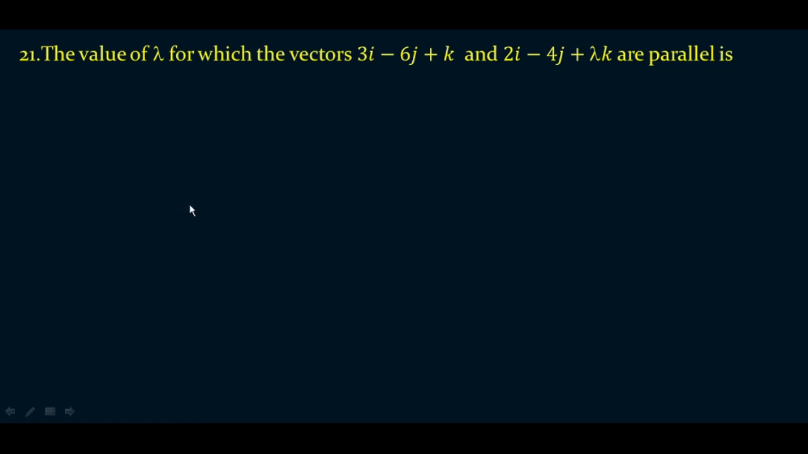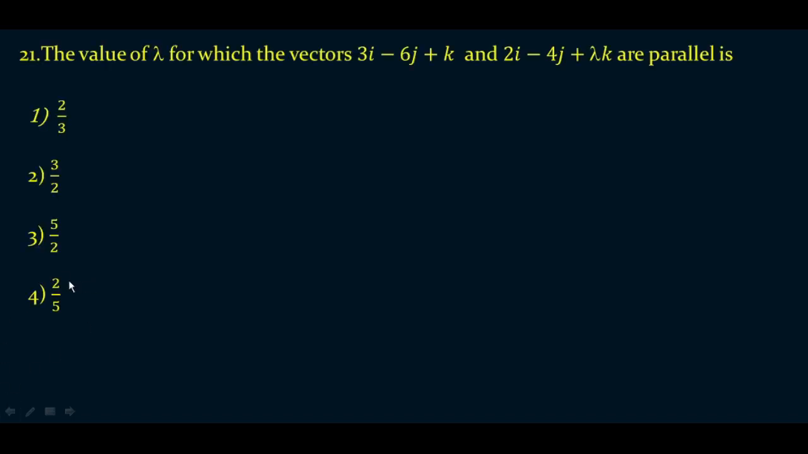The next question, question number 21. The value of lambda for which the vectors 3i minus 6j plus k and 2i minus 4j plus lambda k are parallel is, the options are, the first option 2 by 3, second option 3 by 2, third option 5 by 2 and fourth option 2 divided by 5.